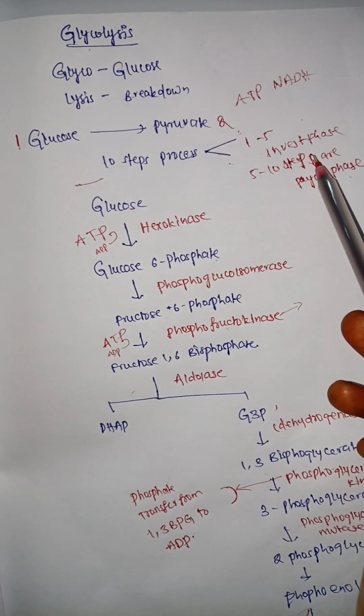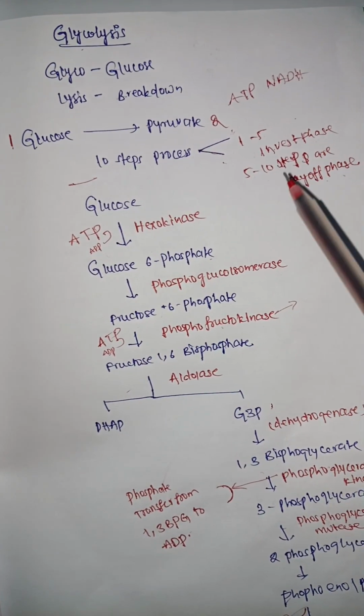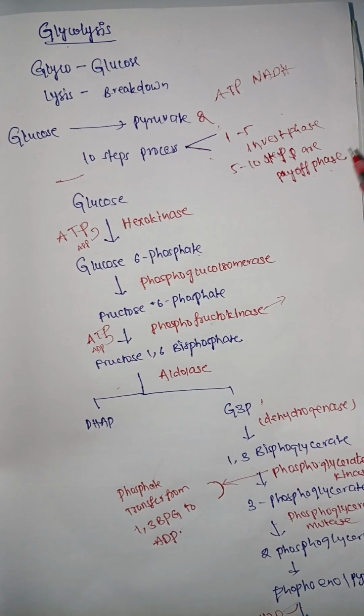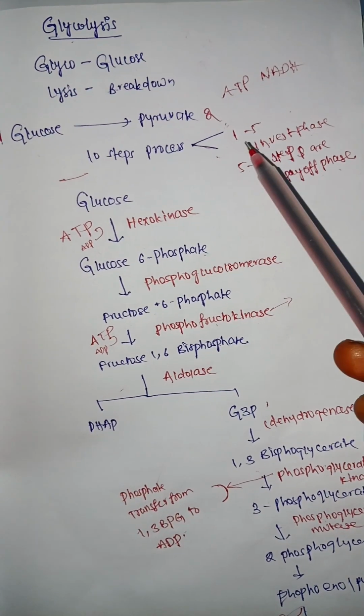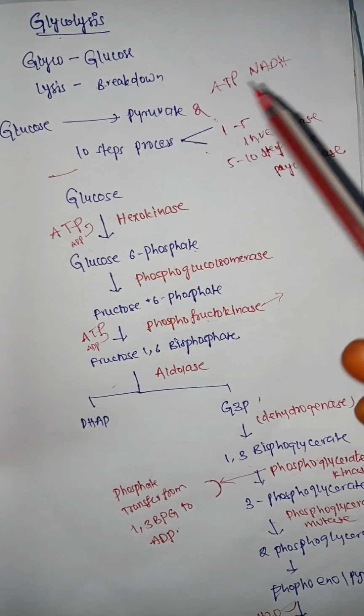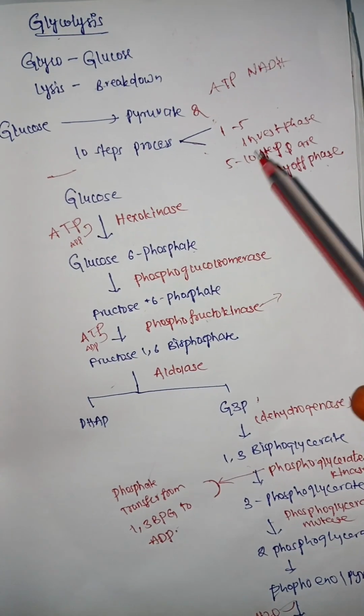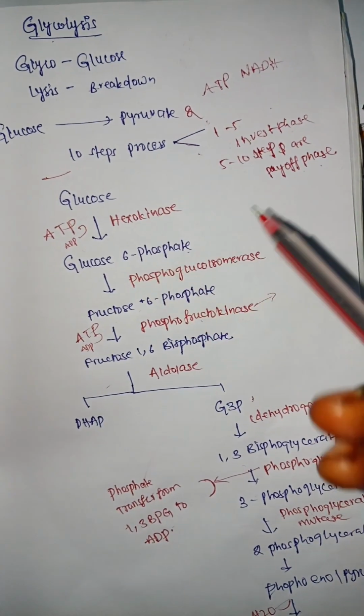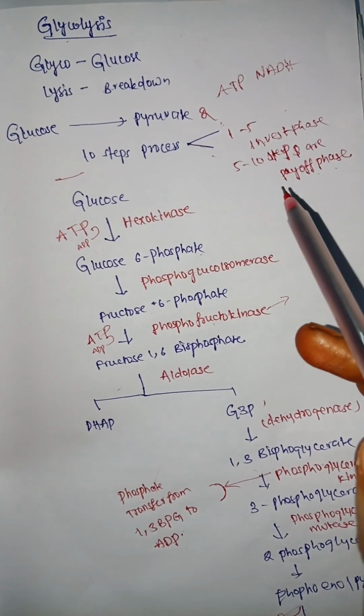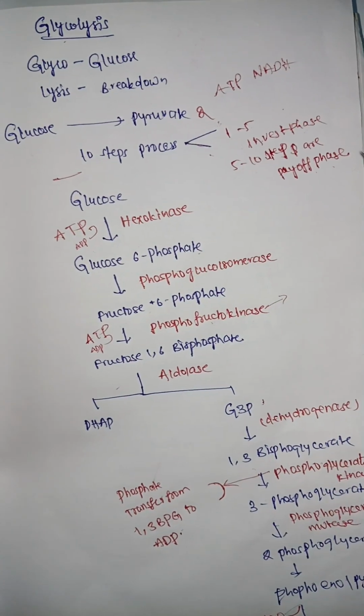One is the invest phase, which means we use ATP, and the other is the payoff phase, which means we produce ATP. The first to fifth steps are the invest phase and steps 5 to 10 are the payoff phase. This whole process occurs in the cytoplasm. Let us see how it happens.